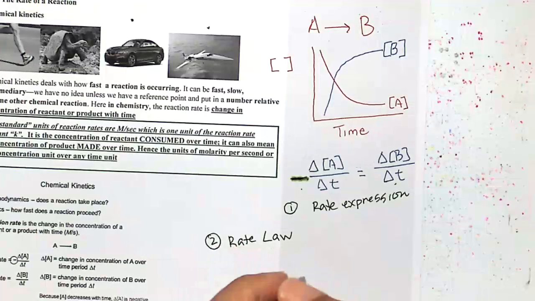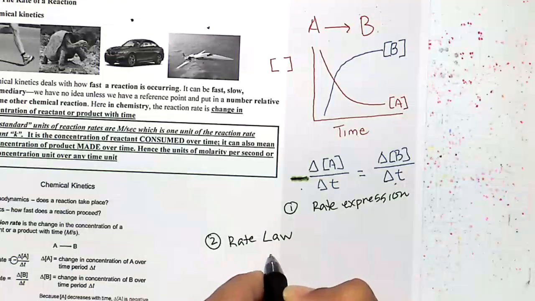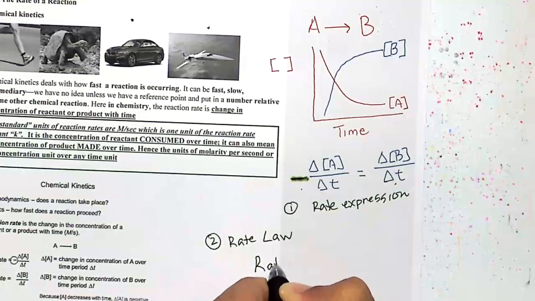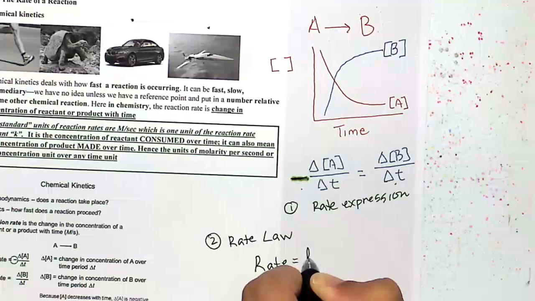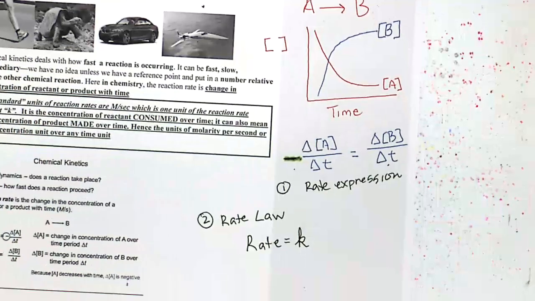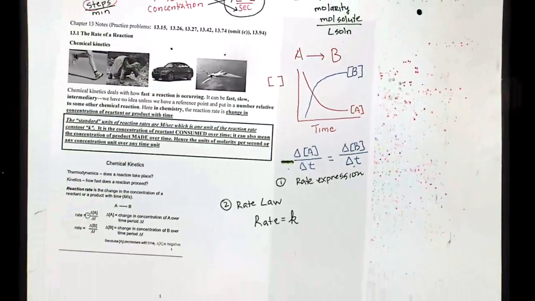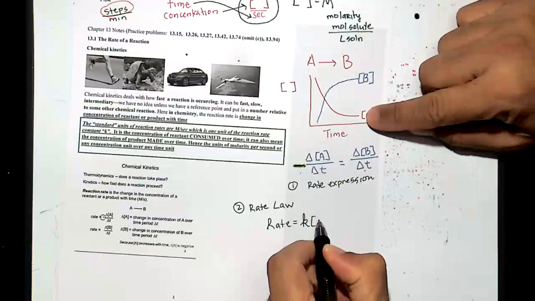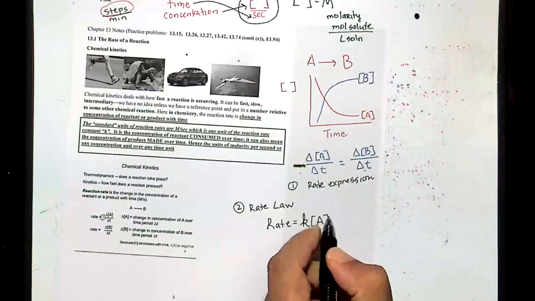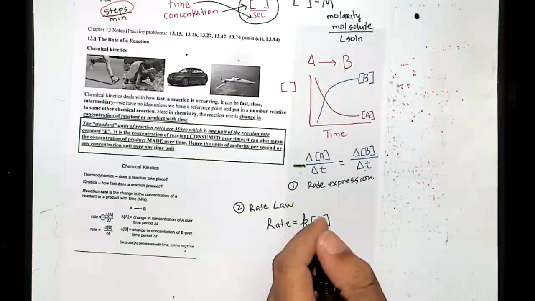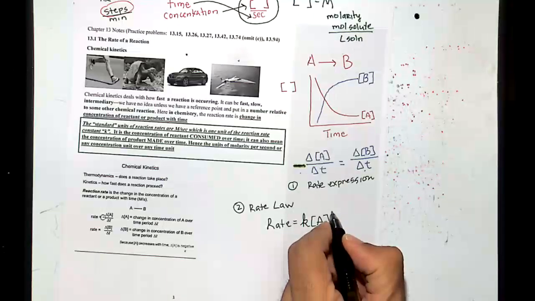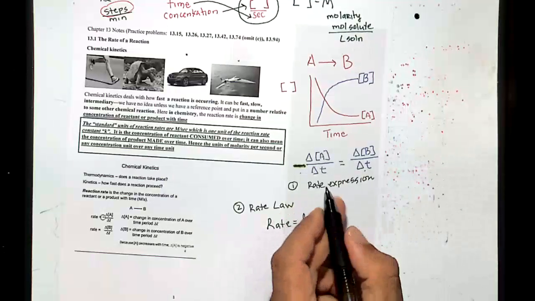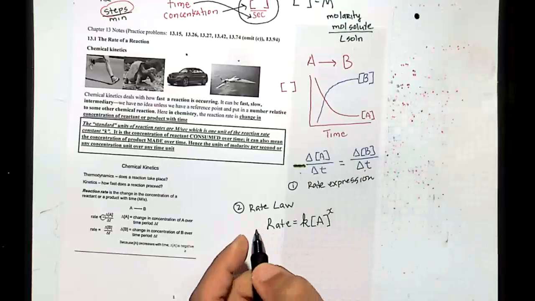But there's also a rate law. Let me give you the formula for the rate law. Now this is tricky. The rate, which is how fast, is going to equal some constant k, lowercase k, times the concentration of A, the initial starting material, and that concentration of A is raised to the power of, I'll just call it, x.